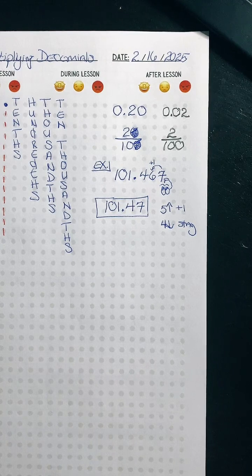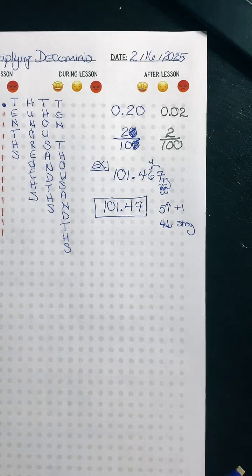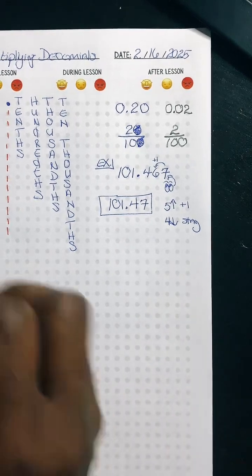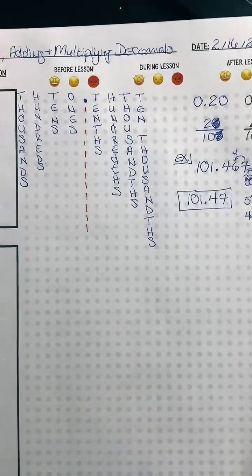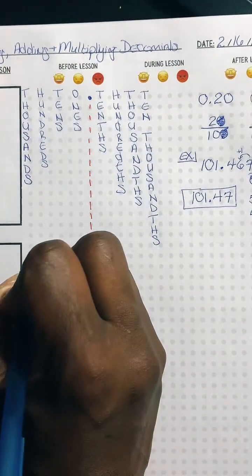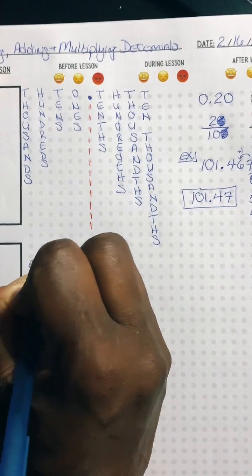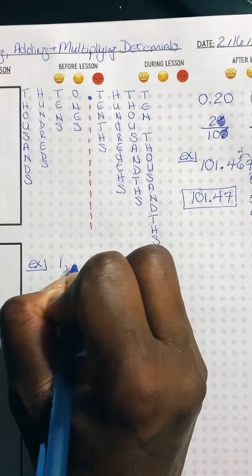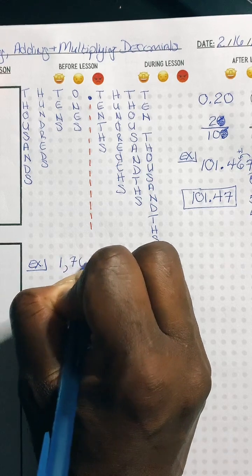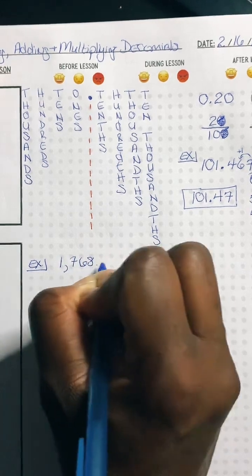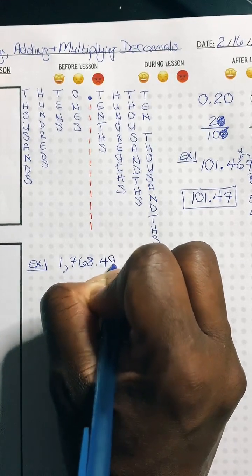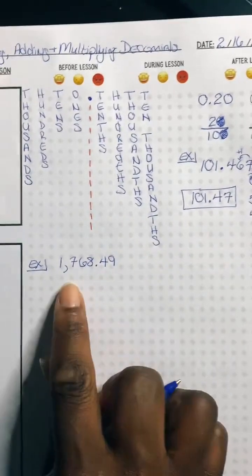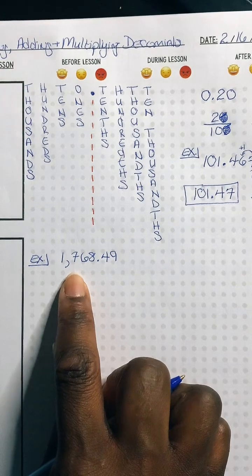All right. Okay, so let's see if I can do another one. Let me bring it over here. So we got this example. Let's say I got 1,768.49. I'm going to use this number a couple of times.